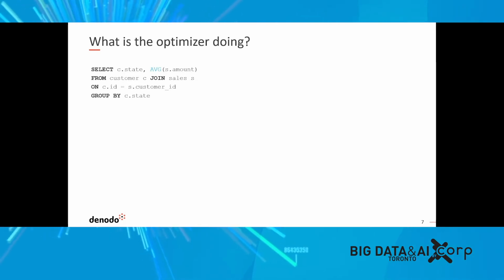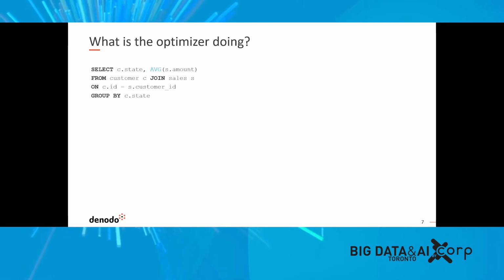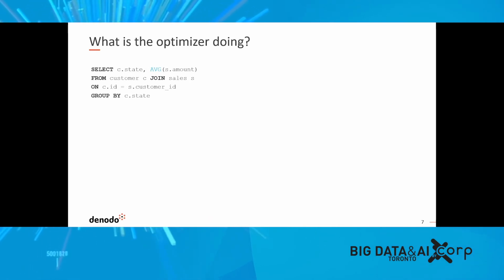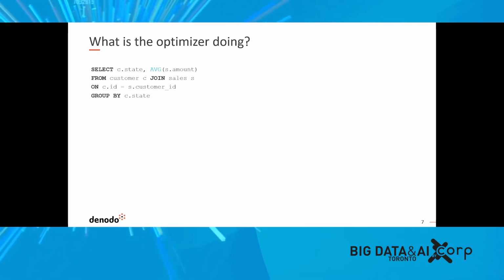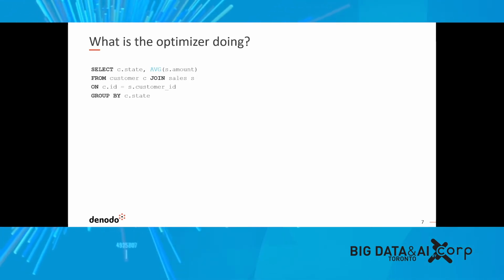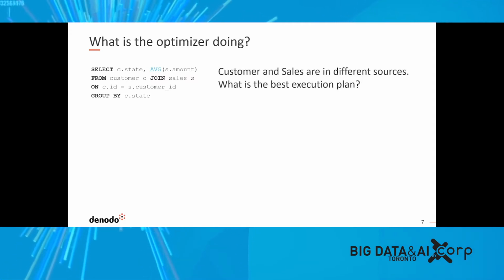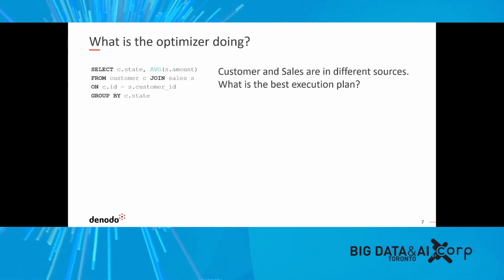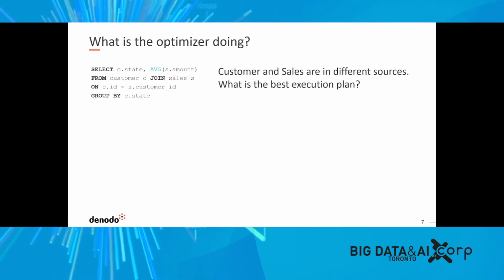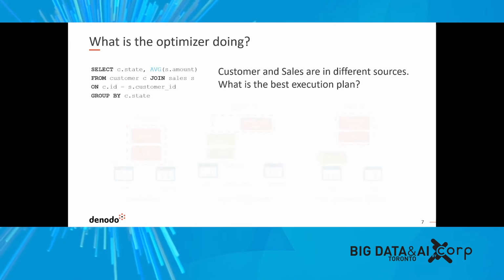So let's take a look at a simple example of how the optimizer can greatly enhance performance. Here we have a fairly simple query requesting the average sale amount for each of the 50 states. Now, while this is quite a simple query from a business standpoint, it represents a challenge because the sales and customer data are in different sources. So what's the best execution plan for a query like this where our data sets are in different places?